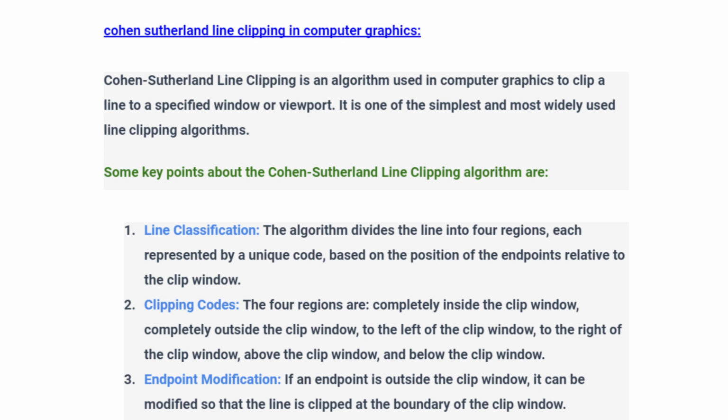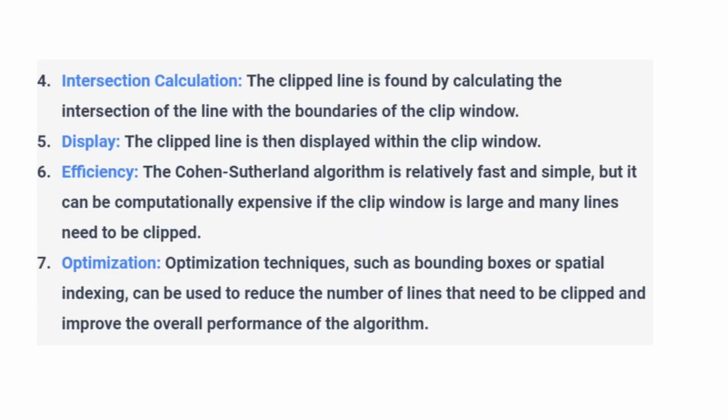Endpoint modification. If an endpoint is outside the clip window, it can be modified so that the line is clipped at the boundary of the clip window. Intersection calculation. The clipped line is found by calculating the intersection of the line with the boundaries of the clip window. Display. The clipped line is then displayed within the clip window.